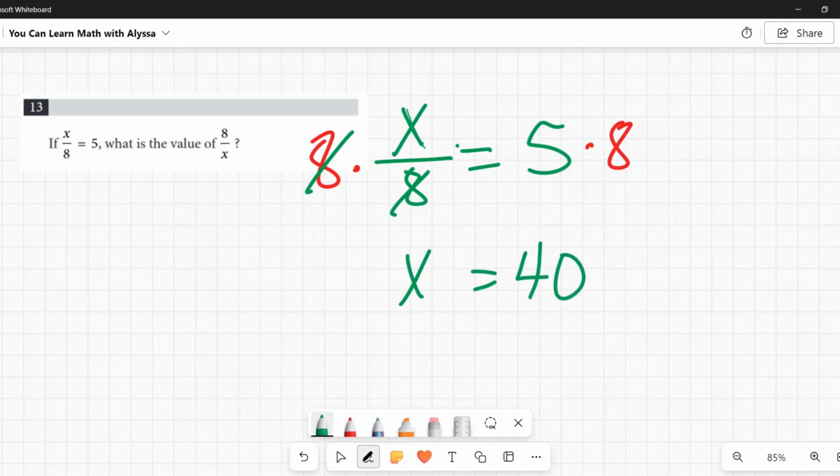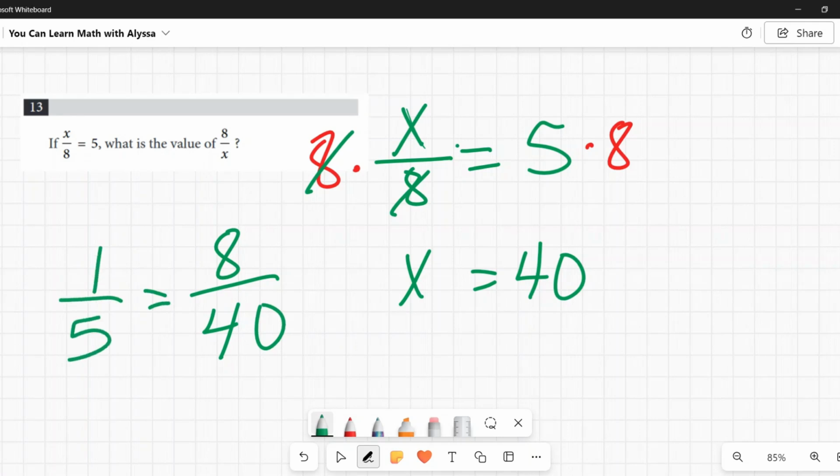And now that I know x is 40, what is the value of 8 divided by x? That would be 8 divided by 40. You can simplify that, and that is 1/5, or you can just put it in your calculator and it's 0.2. Because this is one where you enter your own answer, you can use either 0.2 or 1/5, 1 over 5, as the answer.